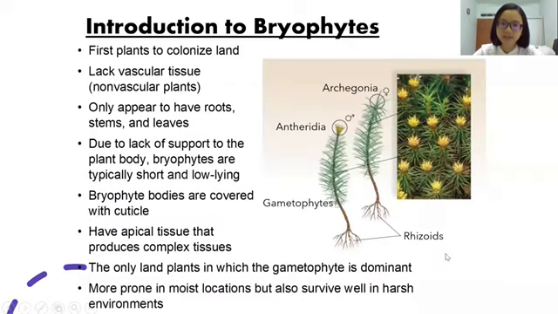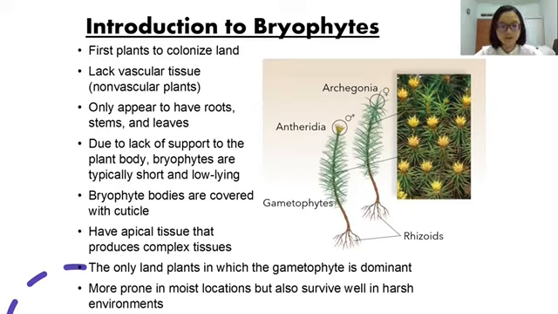Moving on to the next slide. This is a brief introduction to bryophytes. What exactly is bryophytes? Bryophytes are actually the first plants to colonize land. Bryophytes lack vascular tissue, so they are often called non-vascular plants. Bryophytes only superficially appear to have roots, stems, and leaves, because by definition, through roots, stems, and leaves, they must contain vascular tissue. Vascular tissue is specialized for transportation of water and organic nutrients throughout the plant body. Vascular tissue also provides support to the plant body.